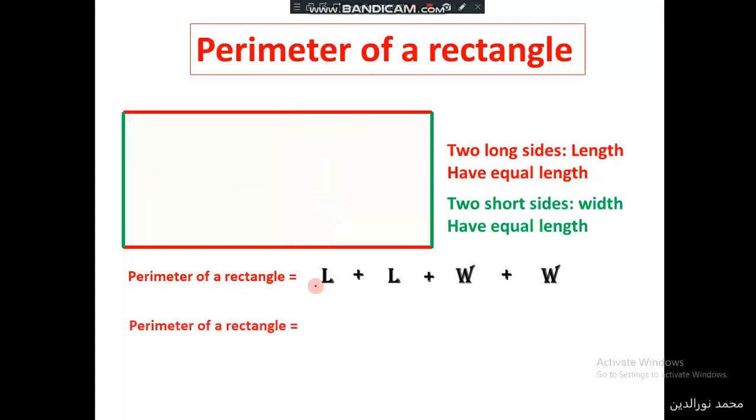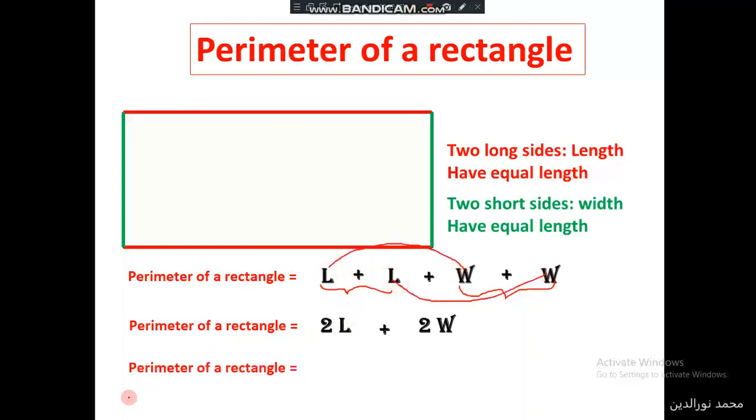We can say that we have length 2 times, so 2L, and 2 widths, so 2W. W is for width, L is for length. Or we could say that we have length and width, length and width. So we have length and width 2 times. So 2 times length plus width.